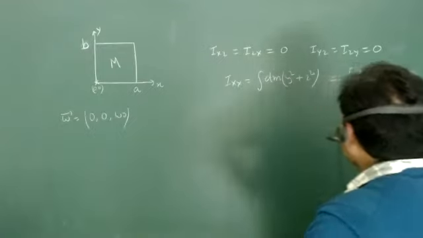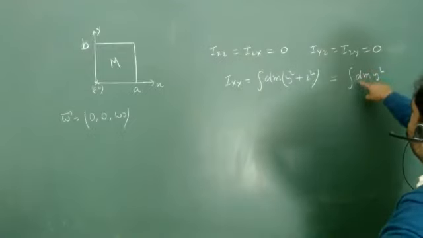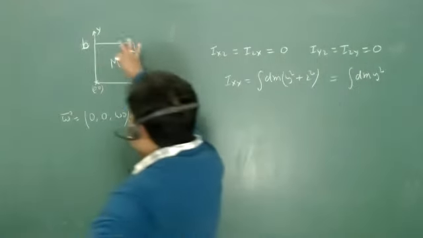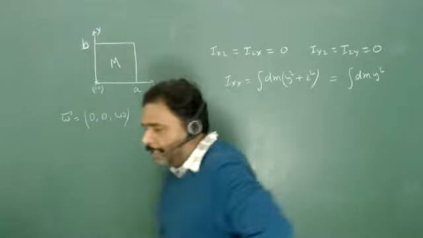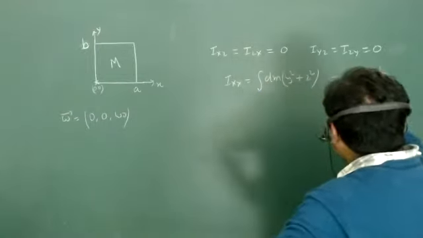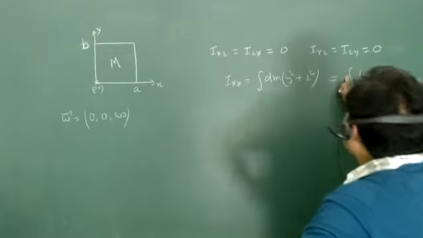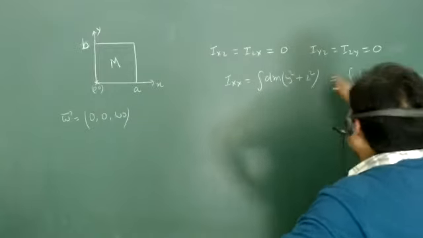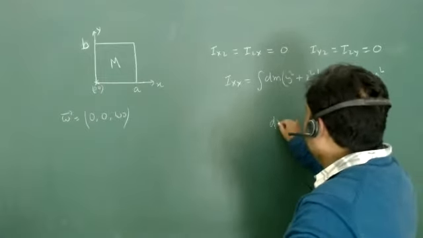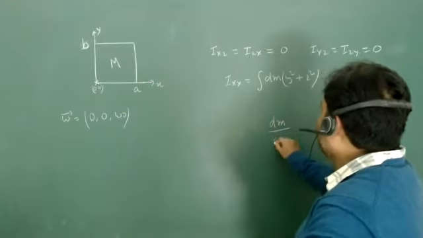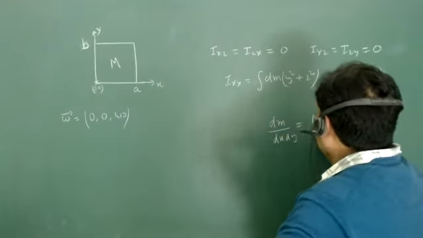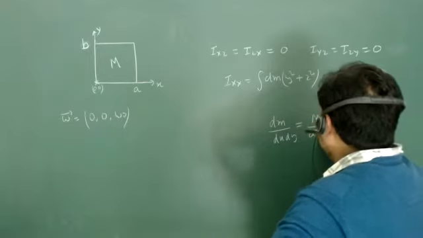Okay. Now, this dm is obviously in the xy plane. Where is this dm? In the xy plane. So obviously this mass is distributed in the xy plane. So this integral is not a single integral. This integral is actually a double integral. So how can you write dm upon dx into dy? It can be written as m upon a into b.